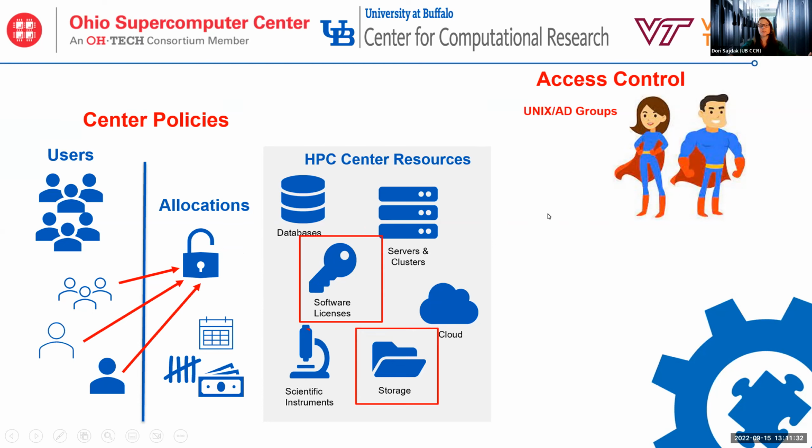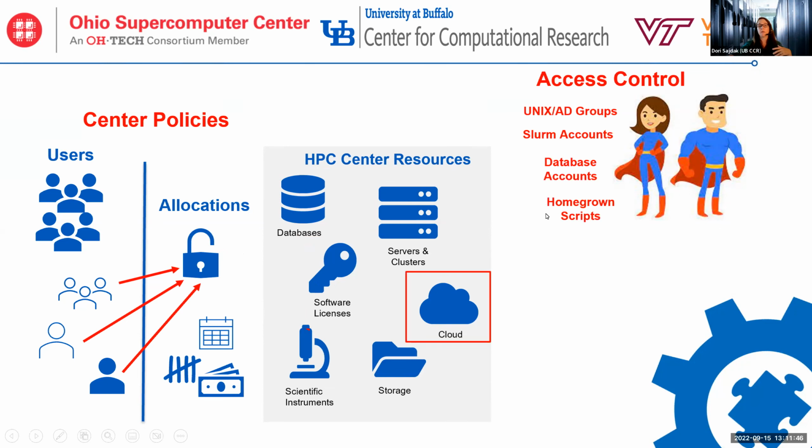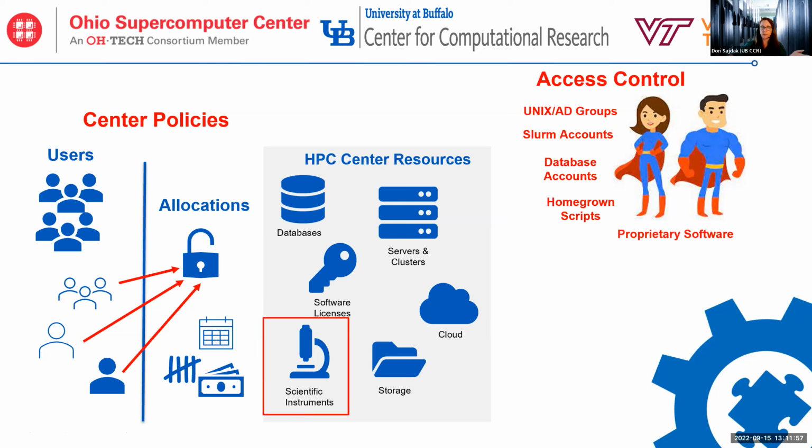Some things are going to be maybe controlled by a Unix or an Active Directory group. Some things like a Slurm cluster are controlled by Slurm accounts and associations. Maybe there's database accounts or some sort of homegrown scripts that you've got, everybody's got them, that you're using right now to automate this access problem. And of course, there's always going to be some kind of proprietary software that we're supporting that we have no control over. So how can we best make this happen?